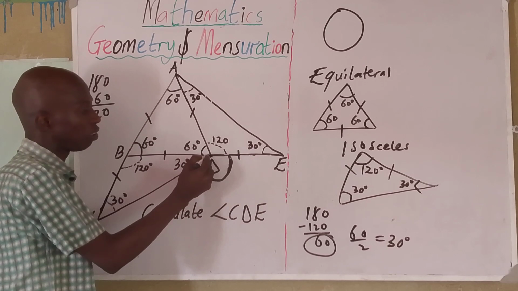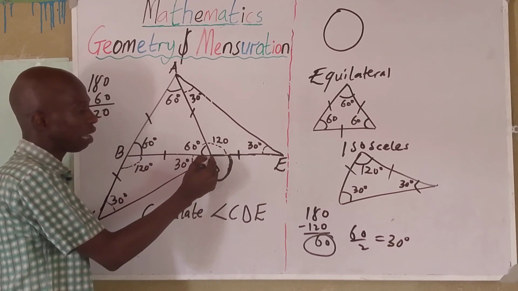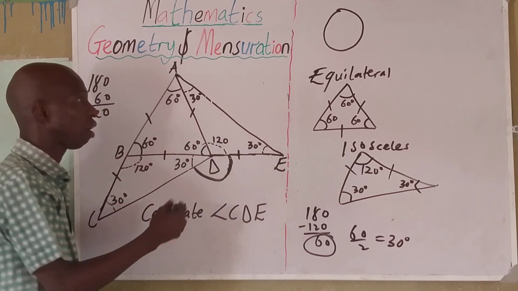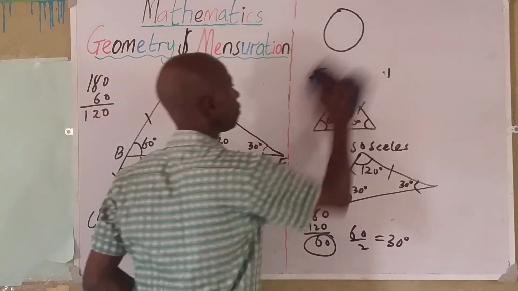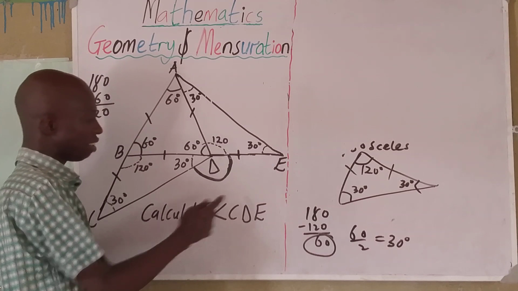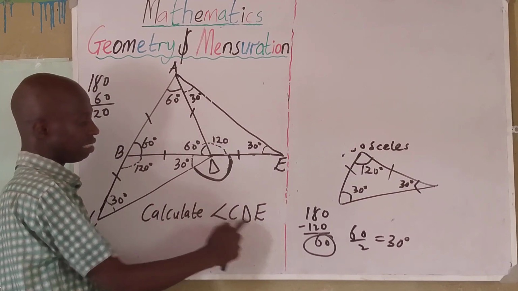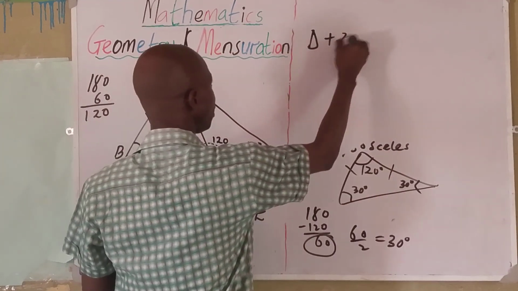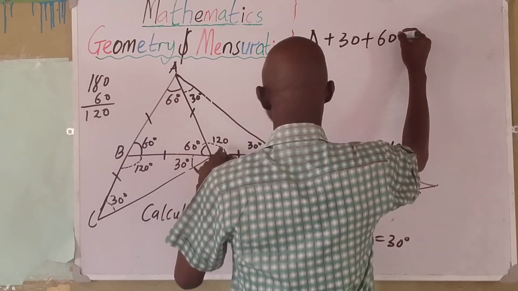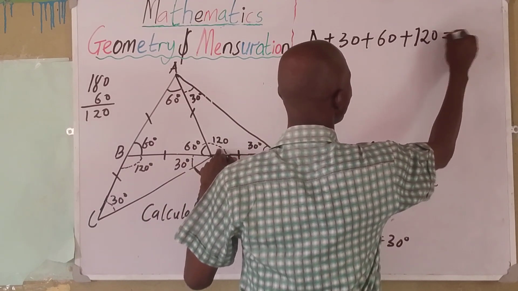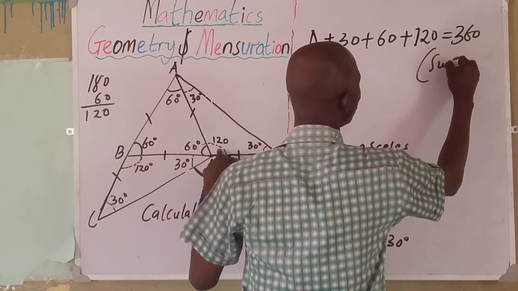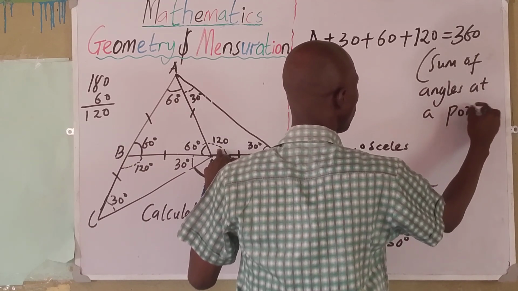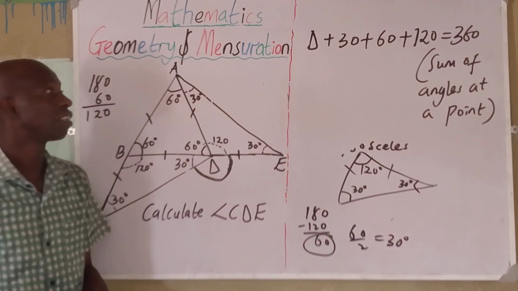This angle is formed on this point. This angle is formed on this point. This angle is formed on this point. This angle is formed at this point. Okay, angles formed at a point are 360. So, permit me to clean this. From here, to get the value of D, because we are supposed to find CDE, that is to find angle D, I'll say D plus 30 plus this 60 plus this 120 must all equal 360. Sum of angles at a point. I just explained that earlier, okay? So we can work on.